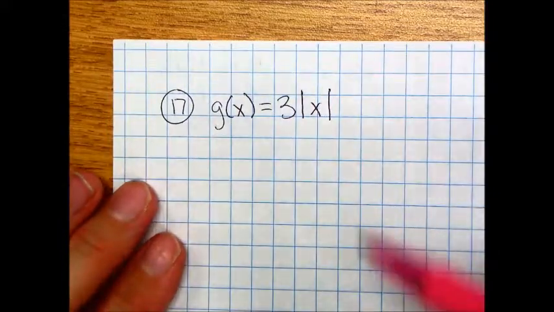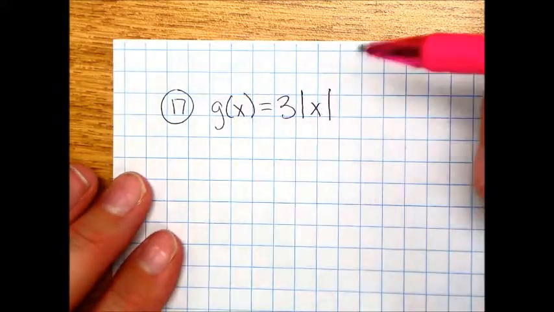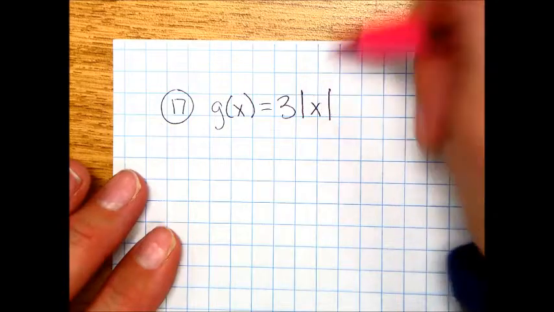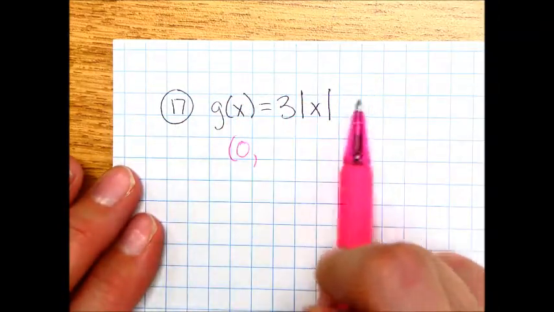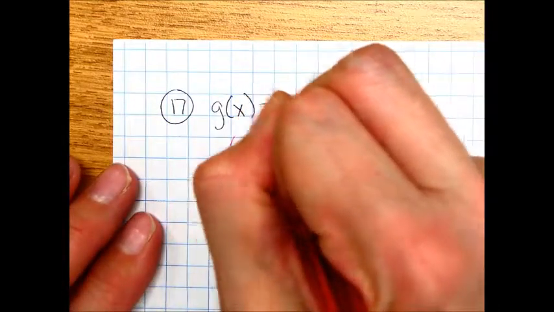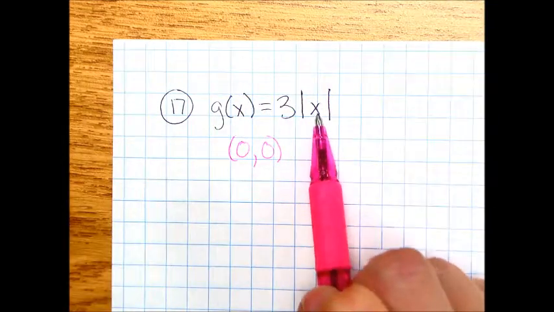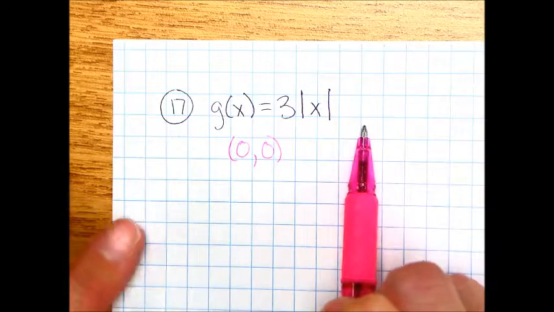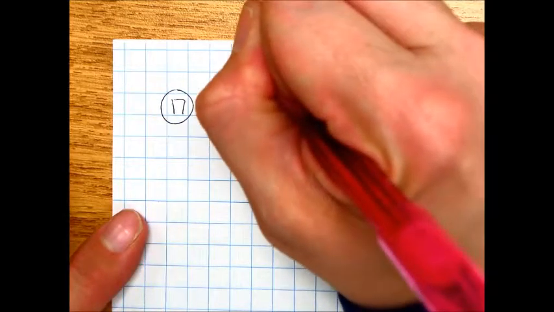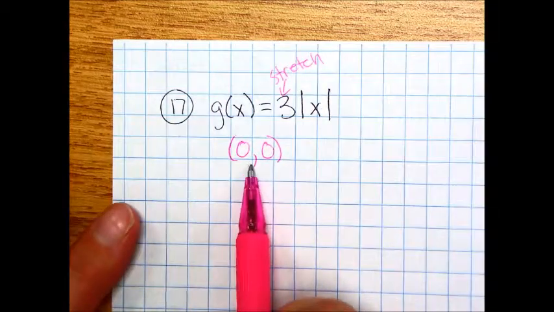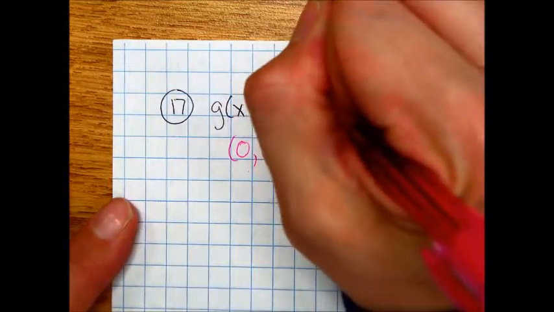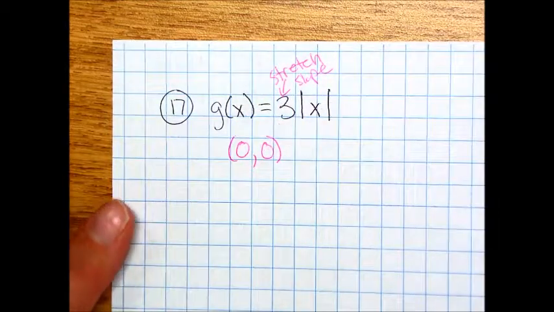Figure out the vertex. See how there's nothing inside there with the x? That means your x-coordinate is 0. And see how there's plus nothing out here? Your y-coordinate is 0. So this has not been moved to the left or right at all. All it's done is have a stretch happen to it. So you're going to start at 0, 0. You just need to make it have a slope of 3 on the side, so it's going to be steep on the sides.